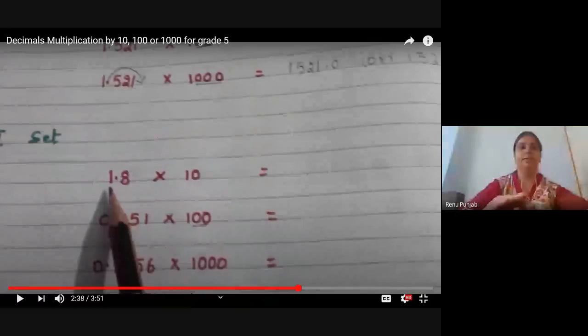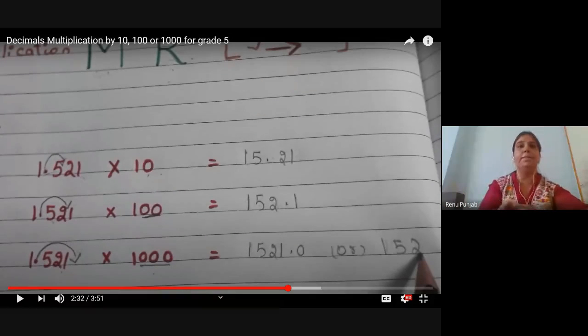Yes, you have to write these examples in your notebook fast. When you are multiplying any decimal number by 10, 100 and 1000, see how your answer will change, and you can easily do it. And please write one example in the chat box also. I'm going to check the chat box now.